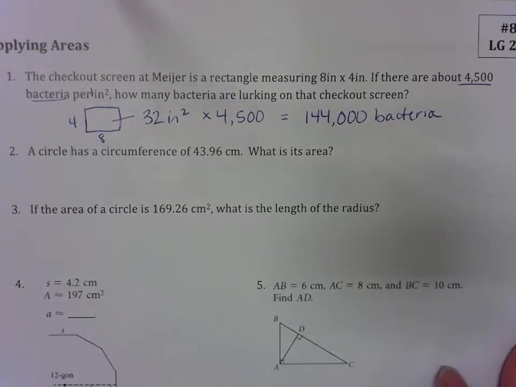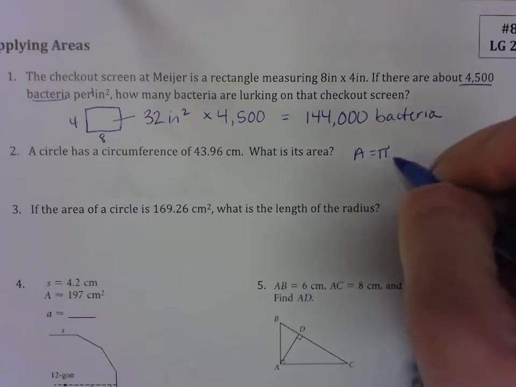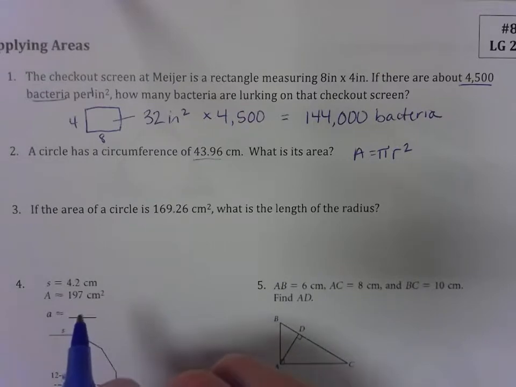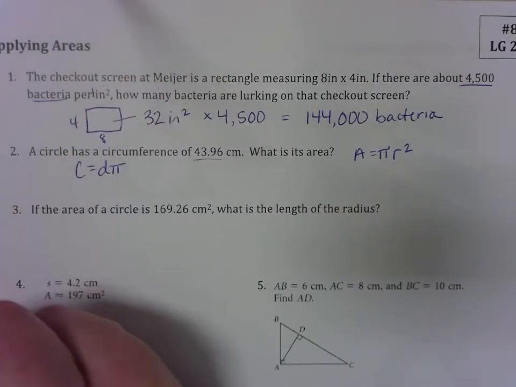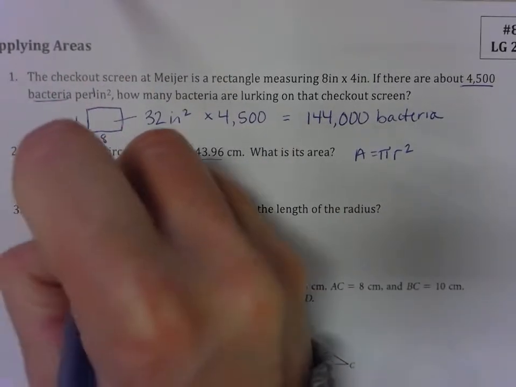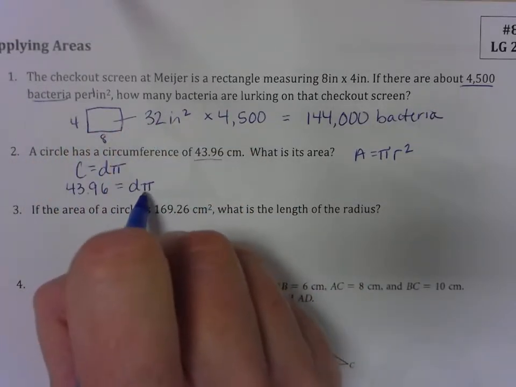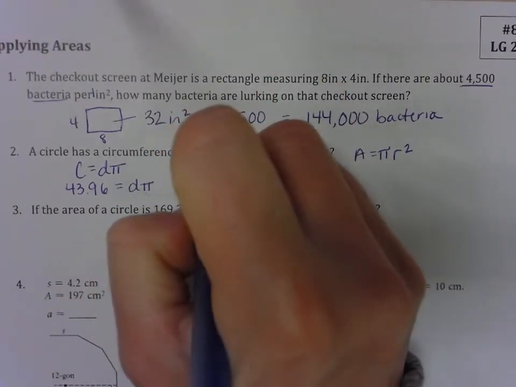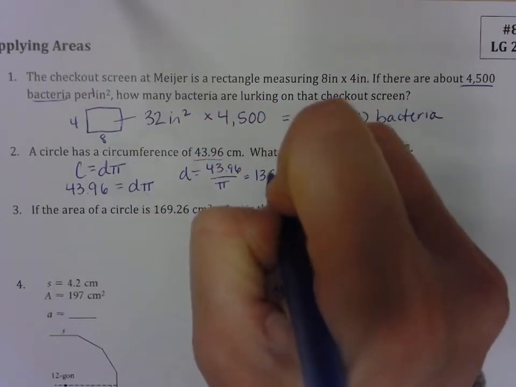Number 2, a circle has circumference of 43.96. What is its area? Well, I know to find area, I need pi, and I need to multiply it by radius squared. So if I have circumference, I need to use that in order to find the radius. Circumference is diameter times pi. We know that the circumference is 43.96. So if I want my diameter, all I need to do is divide by pi, because that's how you undo multiplication. So diameter is 43.96 divided by pi, which is about 13.99.